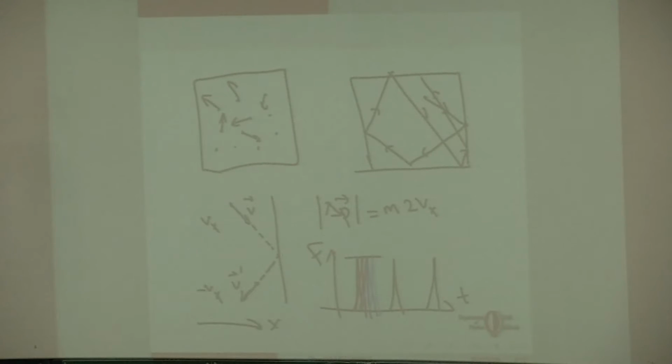Now let's go back here. We said that if we have a single molecule, we will have all these black lines. So we have a peak, another peak, another peak. If we have many of them, they will just average to a constant value.